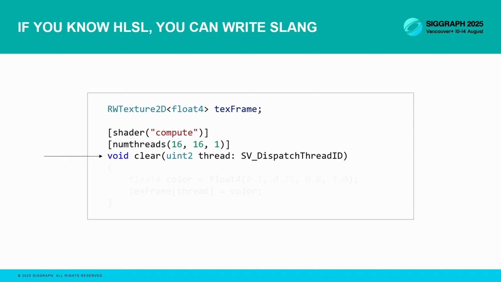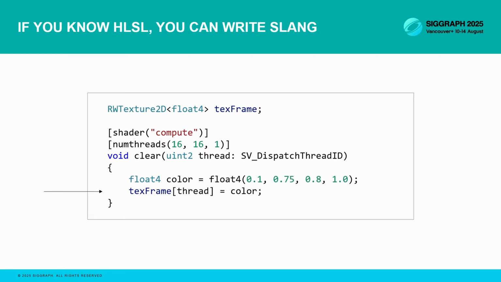Our shader's input is the index of the thread in the compute shader dispatch. It's a vector of 2 unsigned integers, x and y. That's the pixel we're writing to. Then we define a variable called color, which is a vector of 4 floats. We set it to an RGBA color. And finally, we write it into the texture at the given pixel.